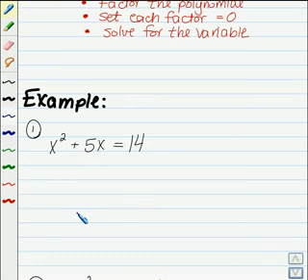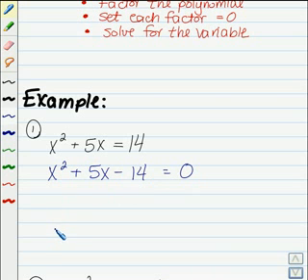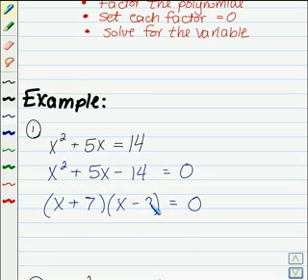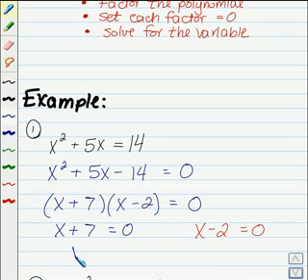In this first example here, we want to start by setting it equal to 0, which means we need to subtract 14 from both sides. When we do, we'll have an equation that looks like this. Then we want to focus here on the left side, and we want to factor that. When we factor this trinomial that we have here, we're going to get x plus 7, x minus 2. Then we'll take each of these two factors, x plus 7 and x minus 2, and we'll separately set each of those equal to 0 and then solve for x.